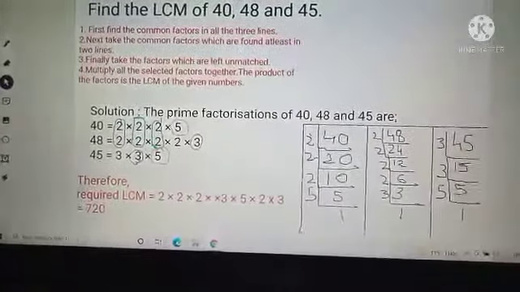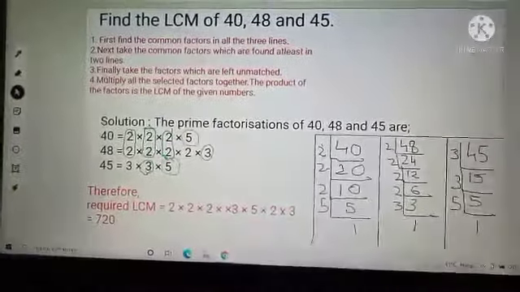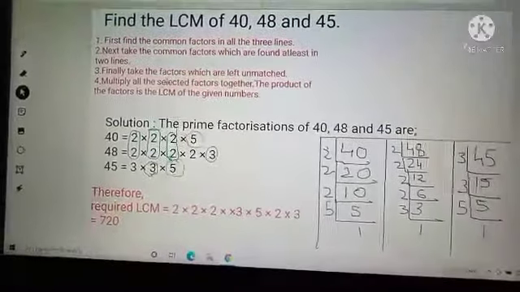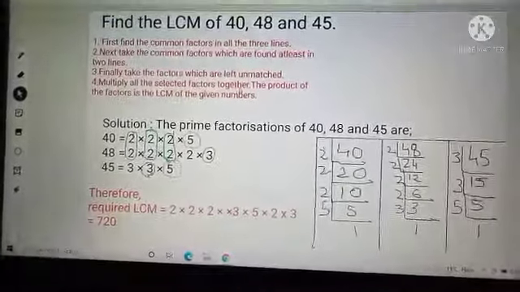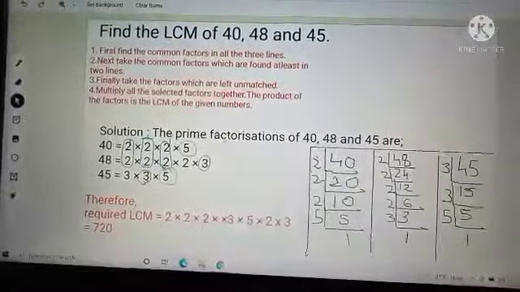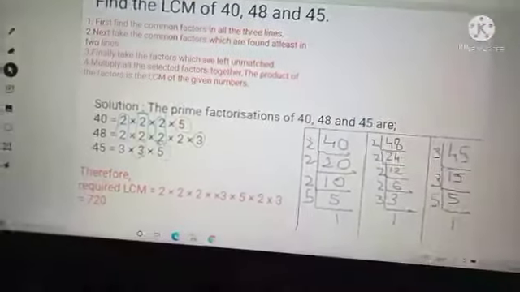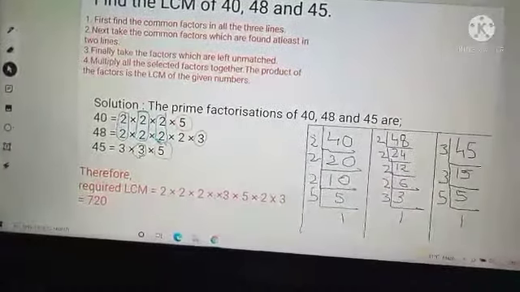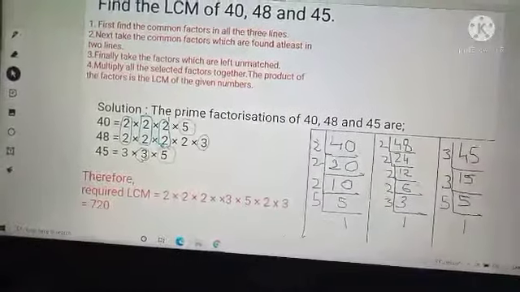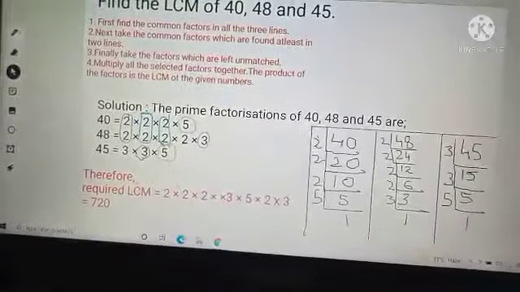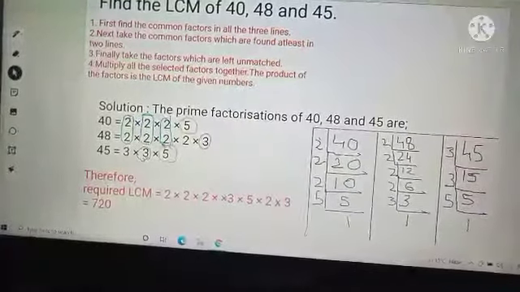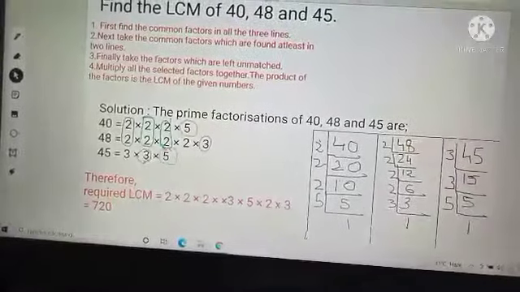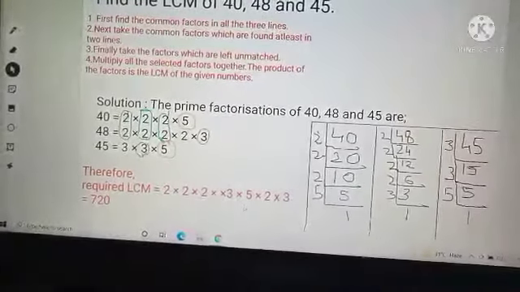Okay, now what we have to do? Third step. Finally, take the factors which are left unmatched. Multiply the selected factors together. The product of the factors is the LCM. So, from the common factors we will take one of each pair: 2, 2, we are taking one 2. Here also 2, 2, we are taking one 2. Here also 2, 2, we are taking one 2. Then 3, 3, we are taking one 3. 5, 5, we are taking one 5.